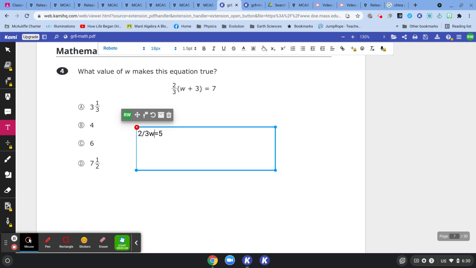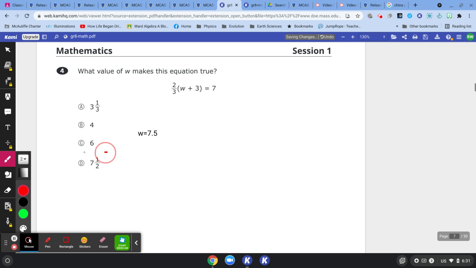Now I'll multiply both sides by 3/2. Over here, the 2/3 times 3 over 2 is just 1, so that leaves the W all by itself. And 5 times 3/2 is 7.5, so we'll be adding 2.5 to 5, and that is 7.5. And again, we end up with 7.5. Right there is our answer.